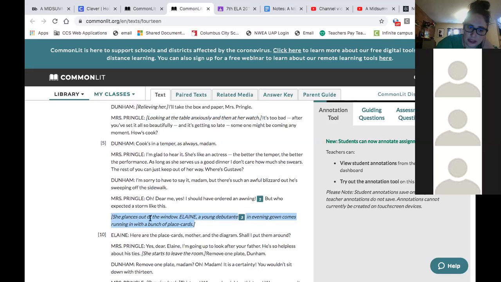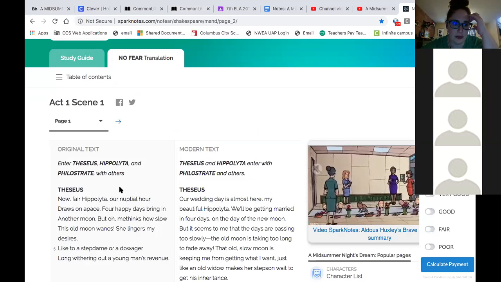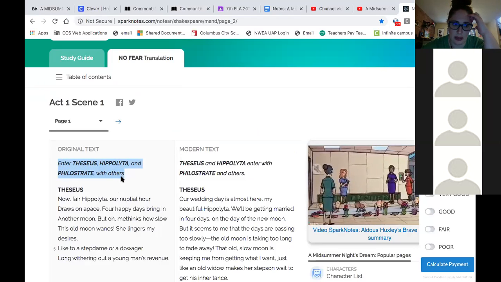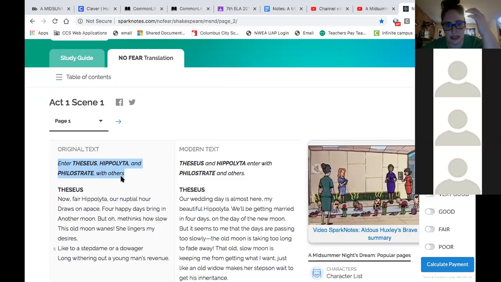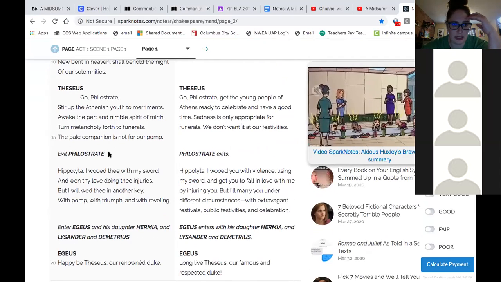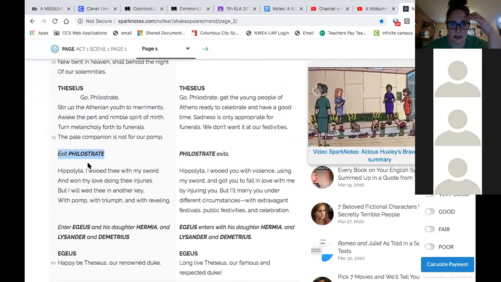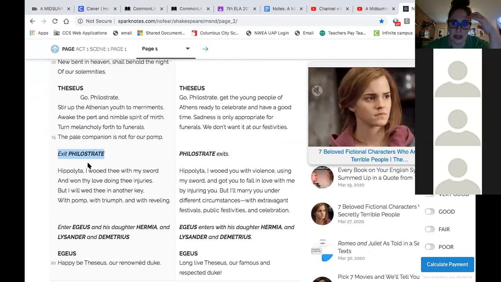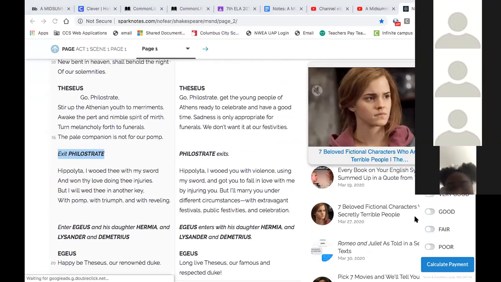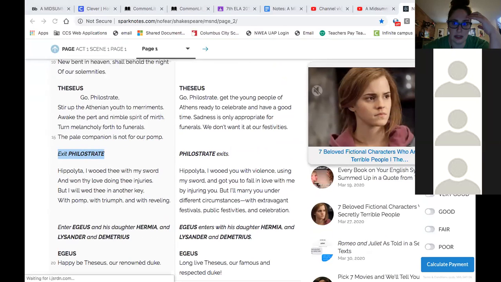And then here she glances out of the window. Elaine, a young debutante in an evening gown, comes running in with a bunch of place cards. That also is going to tell us when characters enter and leave. So we can see that over in ours. Enter Theseus, Hippolyta, and Philostrate with others. So they come into the scene, and then as you read down, exit Philostrate. These are the things that help us understand what is happening in the play.